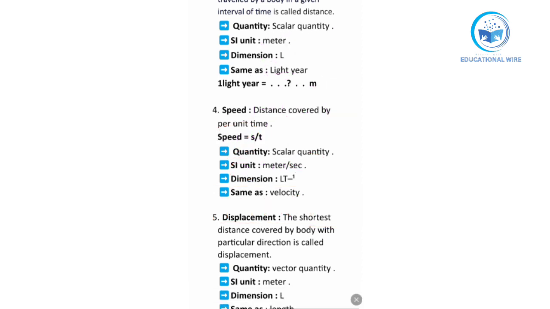Okay, let's move forward with speed, what actual speed is. Distance covered per unit time is called speed, and the formula of speed is distance upon time. Like here is one person covering a distance from one point to another, and he is also taking time, so it's called speed.